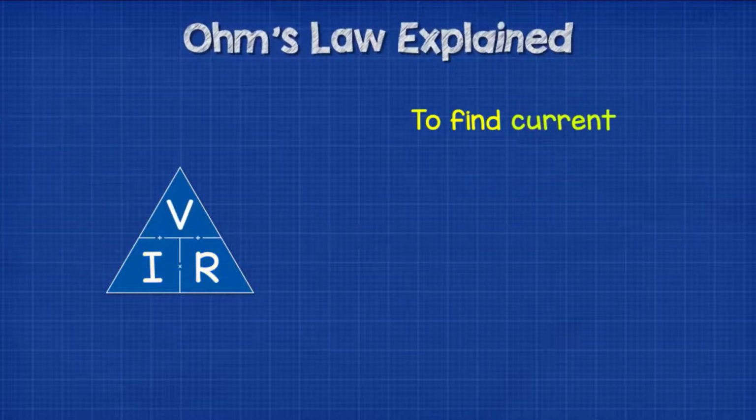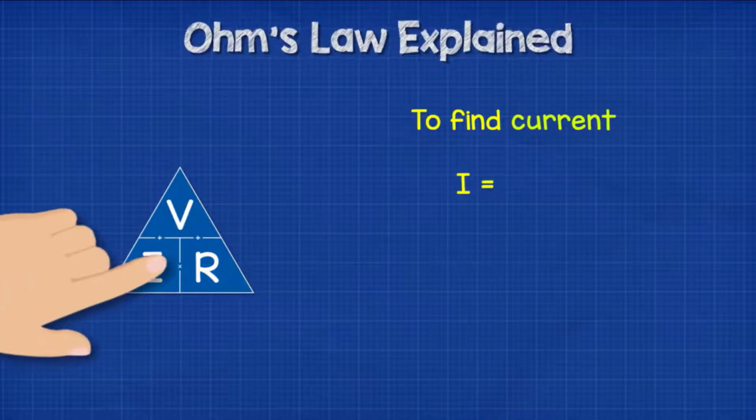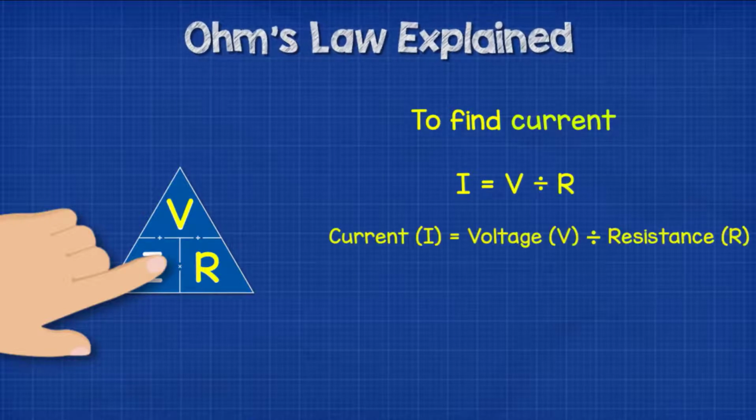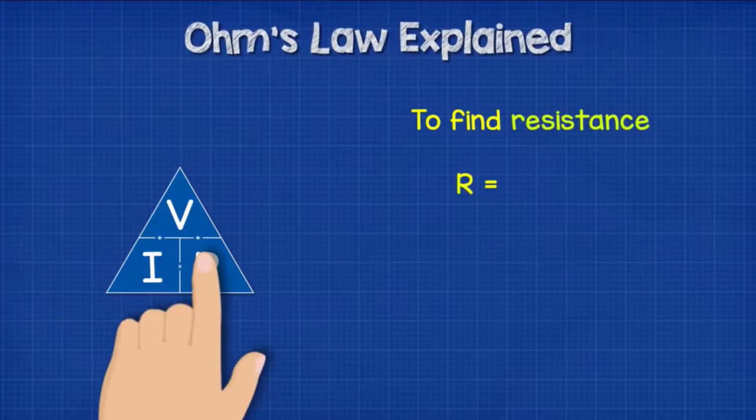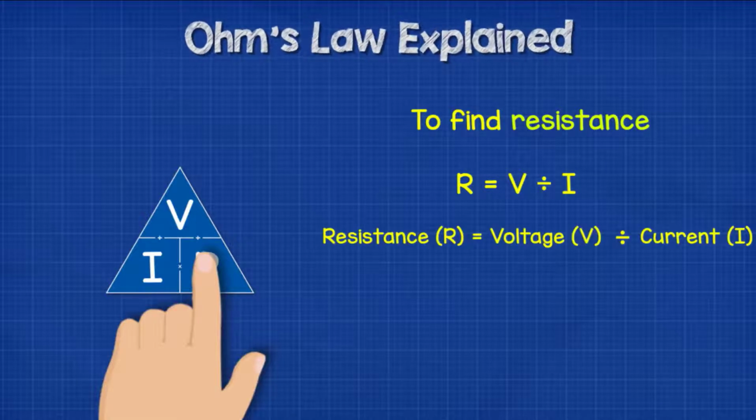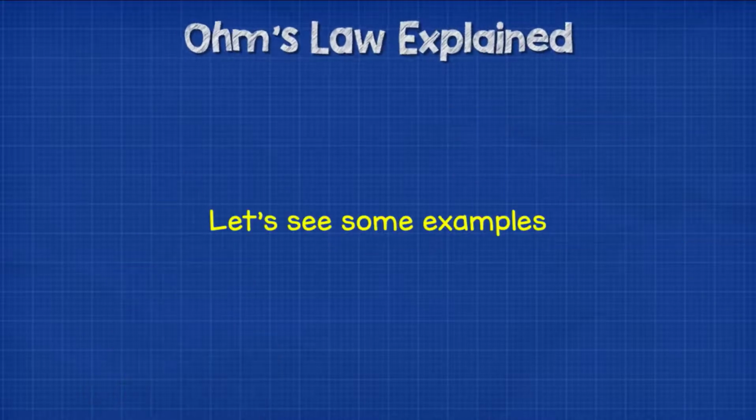If we want to find current, then we write down I equals, and then we cover up the letter I in the triangle. That gives us V and R. So as V is above the R like a fraction, we can write V divided by R. Therefore, current is equal to voltage divided by resistance. If we want to find resistance, then we write down R equals, and then we cover up R in the triangle. That leaves us with V and I, so we write V divided by I, which gives us resistance equals voltage divided by current. Let's look at some examples for how to use these formulas.